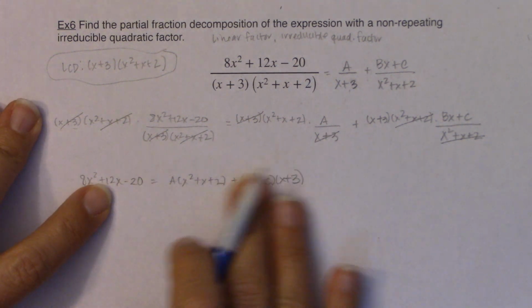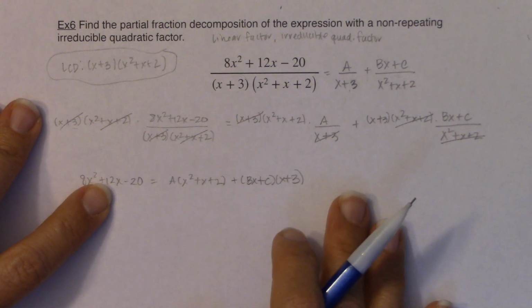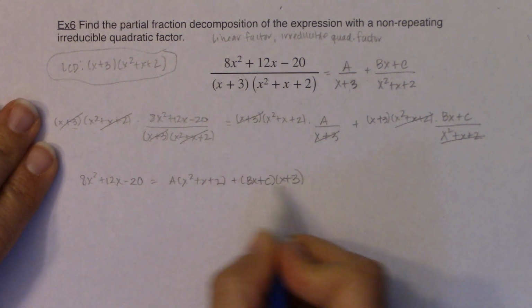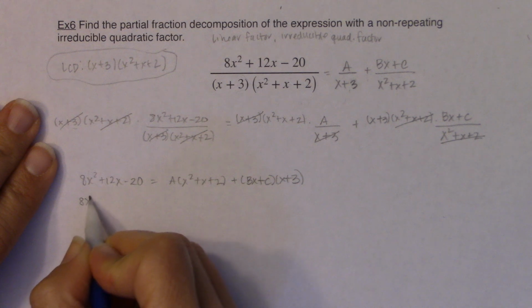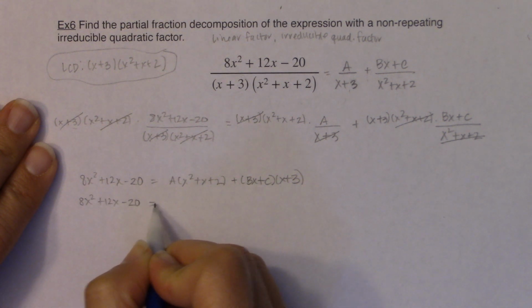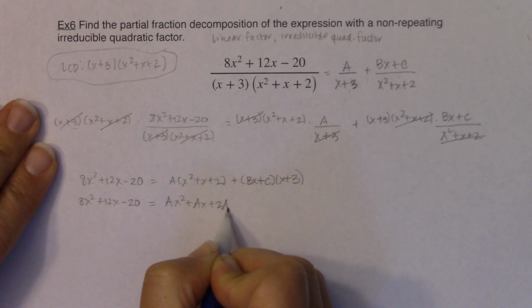And I'm going to do what I think is probably the longer way first. So if you want to fast forward to the shorter version, you're more than welcome to. But if I want to set up a system of equations, I need to FOIL all of this. So let's go with 8x squared, FOIL and distribute. 8x squared plus 12x minus 20. What do we have? ax squared, ax, 2a.